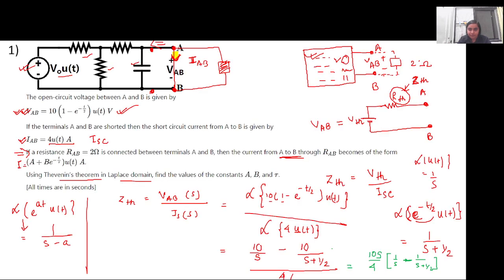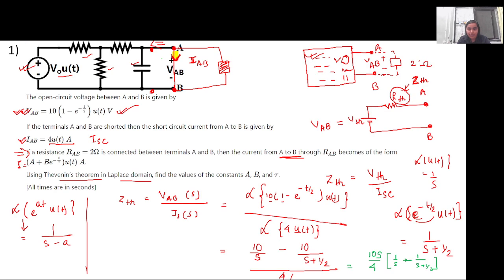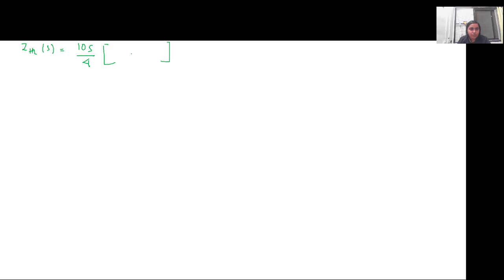So ZTH in terms of s is equal to 10s by 4. Now the inside of the bracket part we will simplify, so it is 1 by s minus 1 by s plus half. Taking the LCM of the denominator, it will be s plus half minus s. Now this s and this s you can cancel, so only half will remain, so half of s plus half. So this is 5 by 4, 1 by s plus half. This is Z of s.